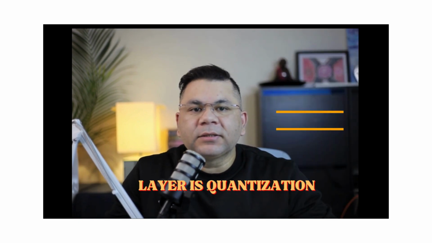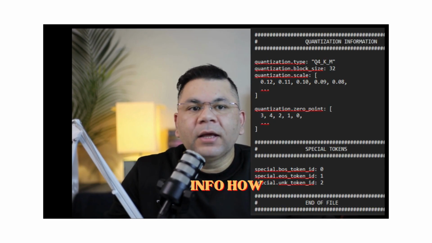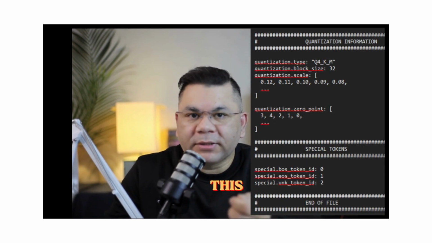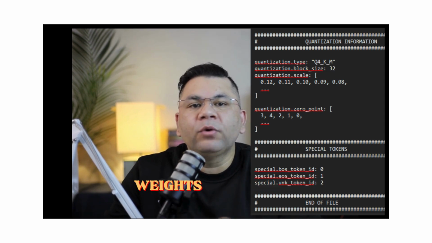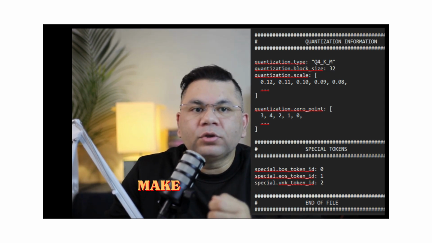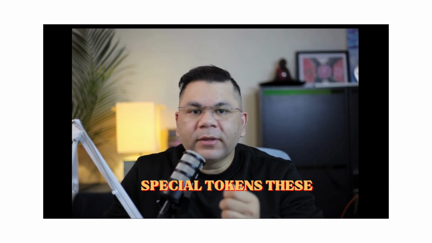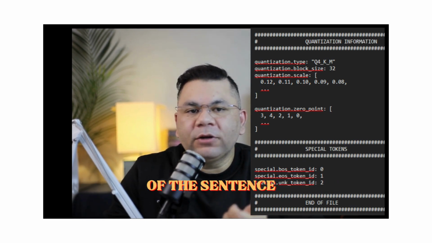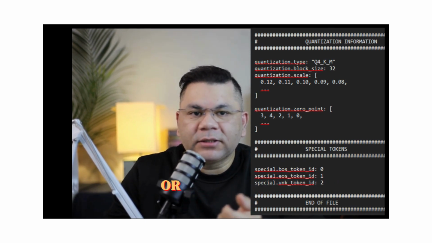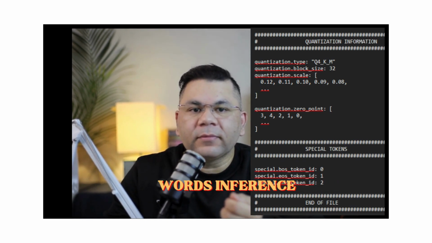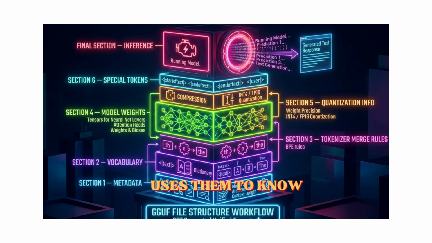The next layer is quantization info, which describes how this brain is compressed. This section explains how the weights are shrunk to make the file smaller. The next layer is special tokens. These tokens define the beginning of the sentence, the end of the sentence, or any unknown words. Inference uses them to know when to start and stop generating.